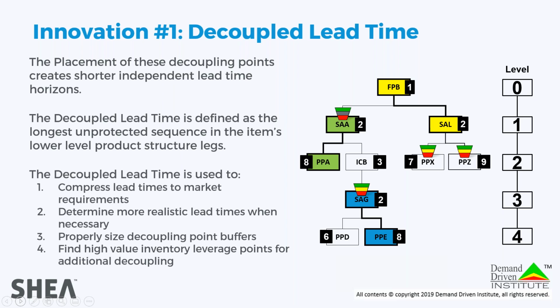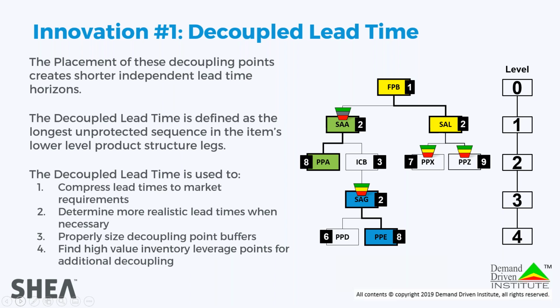What do we get from the decoupled lead time? It compresses the lead times to market requirements, like the example I just went through. If we need to have at least a 4-day lead time, well, here's a 3-day lead time. It'll determine more realistic lead times when necessary. And of course, lead time is used in sizing the decoupling points. Therefore, the decoupled lead time is more accurate and allows us to properly size those buffers. And it helps us to find the high value inventory leverage points for additional decoupling.